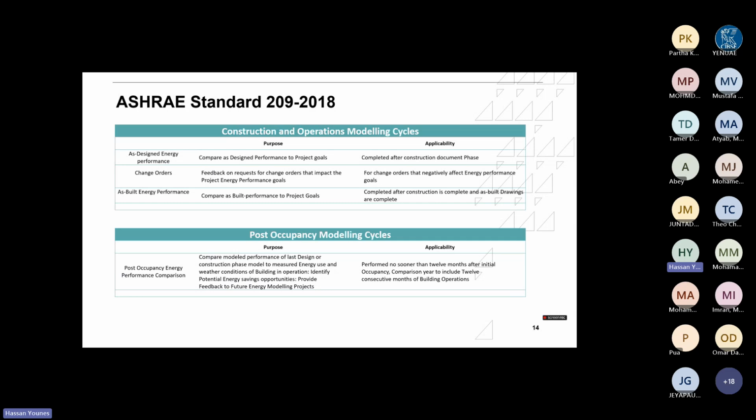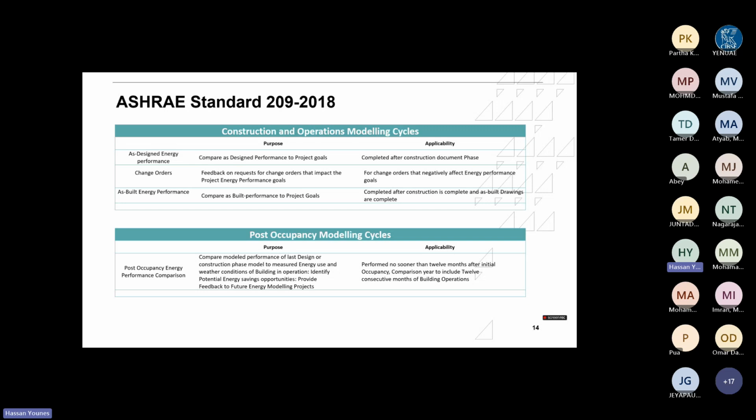Then the construction and operations modeling cycles. This is when it becomes crucial to figure out the model versus reality and how we need to calibrate it. So we need to use the most updated drawings. As design energy performance, that's basically construction drawings. Then change orders, any change orders that were done, we update that accordingly. And then the as-built, exactly how it was built. And that's going to be the final one.